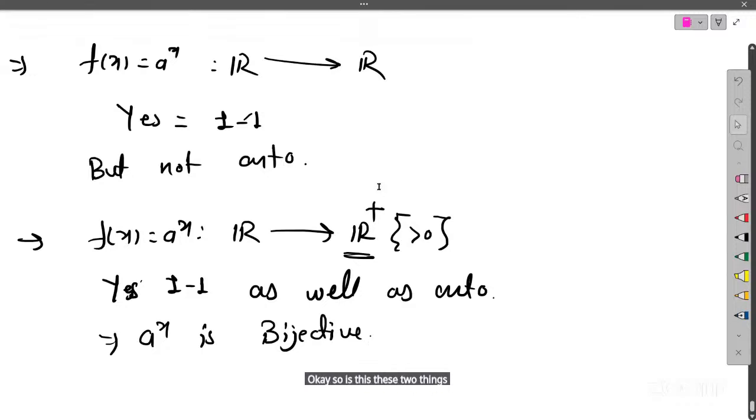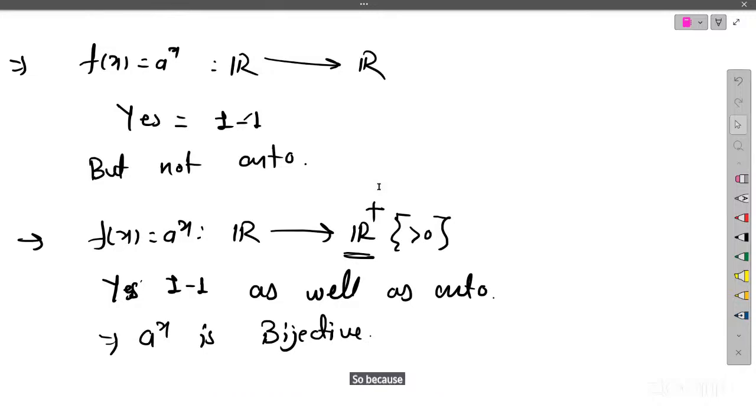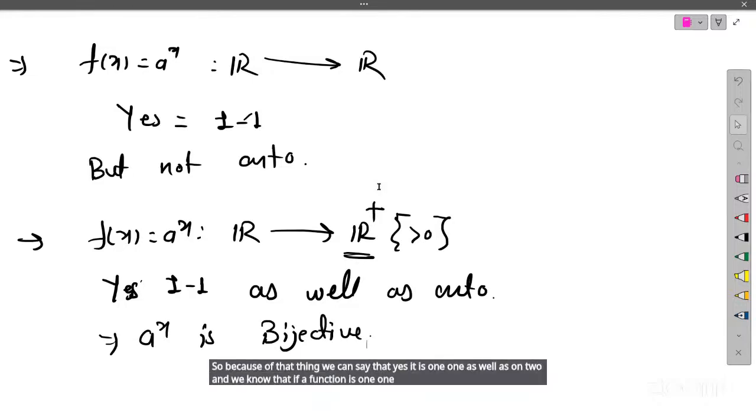In the first case, since the codomain is the real numbers, it's not an onto function. In the second case, we restrict the codomain to strictly positive real numbers. Because of that, we can say that yes, it is 1-1 as well as onto. And we know that if a function is 1-1 and onto, it is a bijective function.